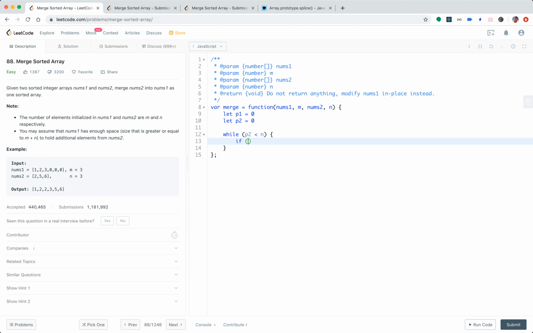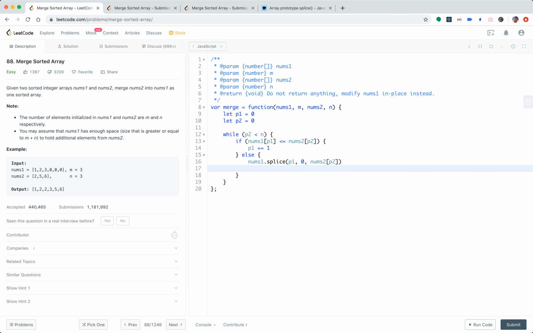The thing is that if nums1 P1 is smaller than nums2 P2, then we don't need to do anything. We just move P1 to the next one. But if P2 is smaller, we have to insert. So for insert, we use the splice function. So nums1 splice P1, we remove nothing. We just insert nums2 P2.